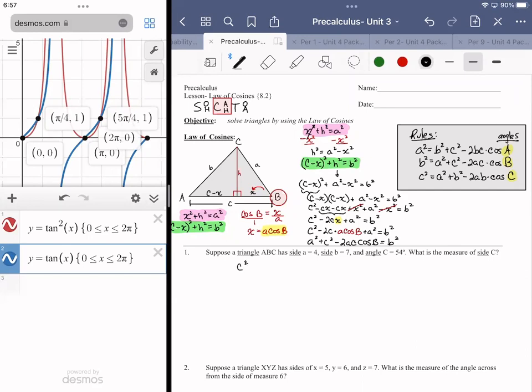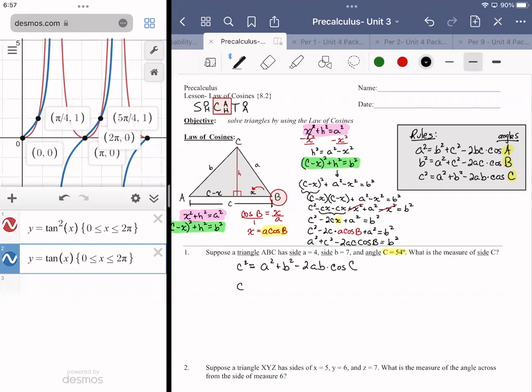But really, the law of cosines is more easily identified, which one you use, based off of the known angle. It just so happens we're looking for side c, but it's because we're given angle C that we select this version of the formula. All right, c squared is equal to a squared plus b squared minus 2ab times cosine of C.